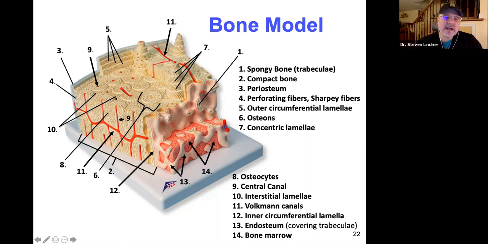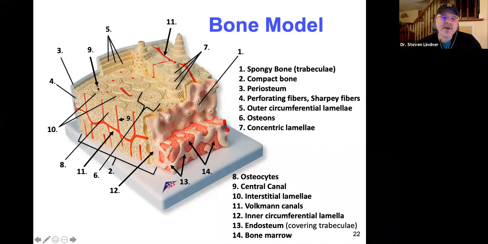Those are between the osteons. Those are the remnants of what used to be an osteon until the osteoclasts broke them down. Okay, you'll see that here is spongy bone, number 1. Spongy bone is here because this is the endosteum region. And then all the way on the outside, number 3, that's your periosteum.